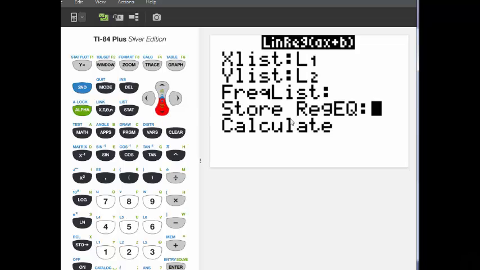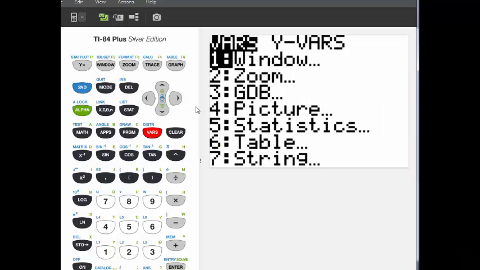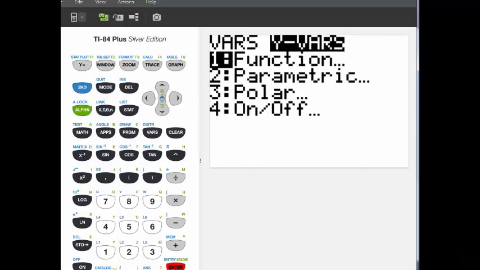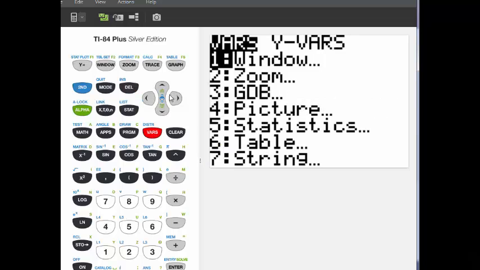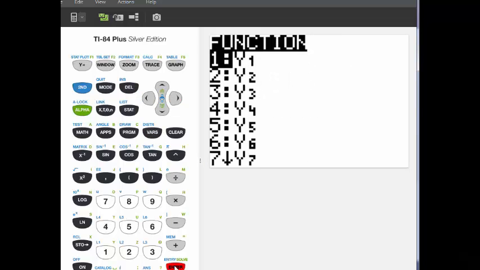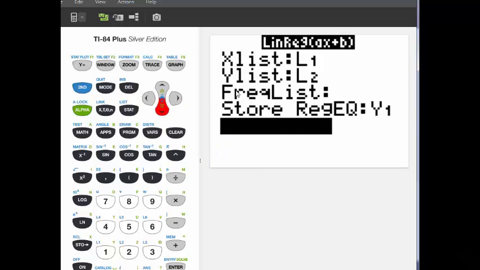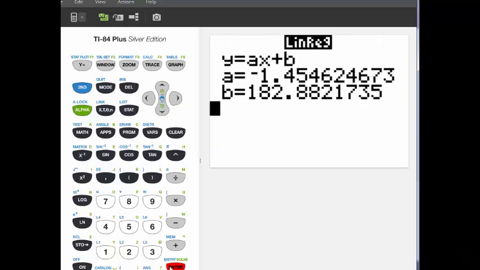I'm going to store the regression line equation by I hit vars, Y vars, enter, enter. Remember that? Let's do it again just for practice. Vars, Y vars, enter, enter, just like that. And then go down to calculate, and guess what? It's going to calculate my regression coefficients. Oh, guess what? My calculator reset for some reason. I've got to run that diagnostic on command again.